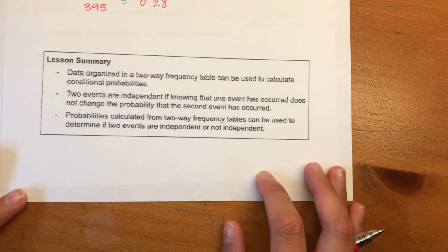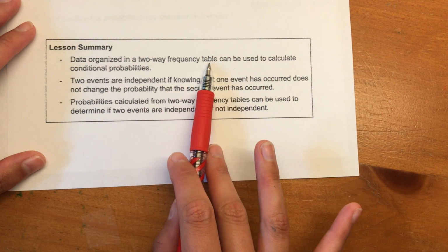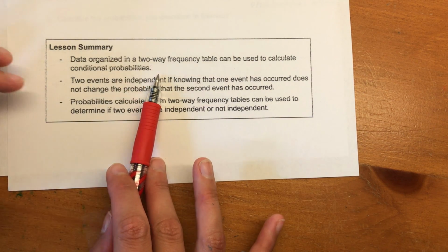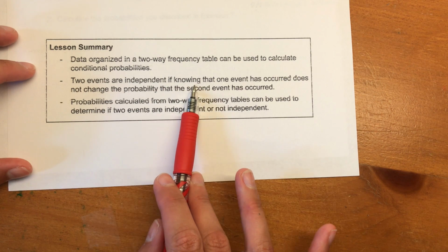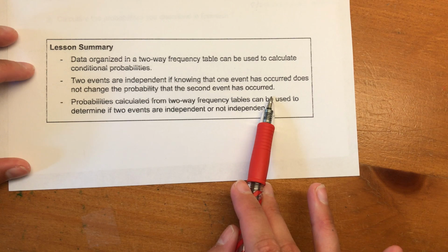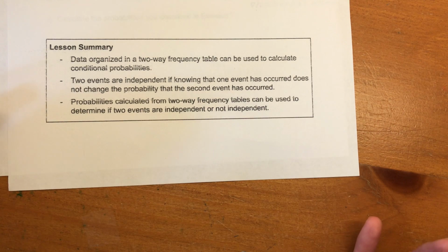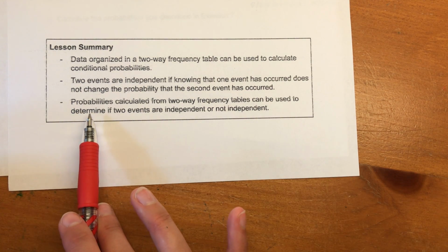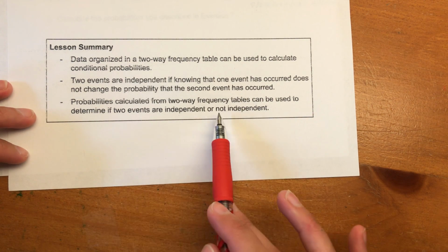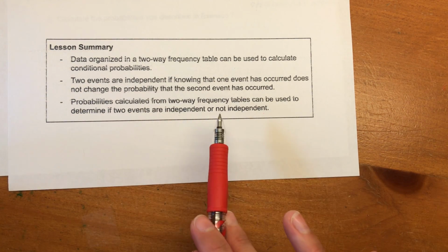And just to summarize this lesson: we can organize data in two-way frequency tables that can be used to calculate conditional probabilities. We've been doing that for a couple lessons now. Two events are independent if knowing that one event has occurred does not change the probability that a second event has occurred. This is where we're comparing a conditional probability with a regular probability. And finally, probabilities calculated from two-way frequency tables can be used to determine if two events are independent or not independent. We are never going to say dependent. We're just going to say not independent.